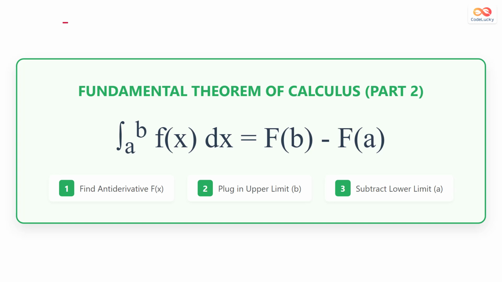Here is the theorem itself. It states that the definite integral of f of x from a to b is exactly equal to the antiderivative evaluated at b, minus the antiderivative evaluated at a. This simple subtraction completely bypasses the need for infinite sums.